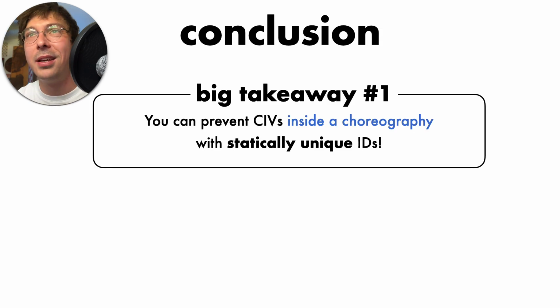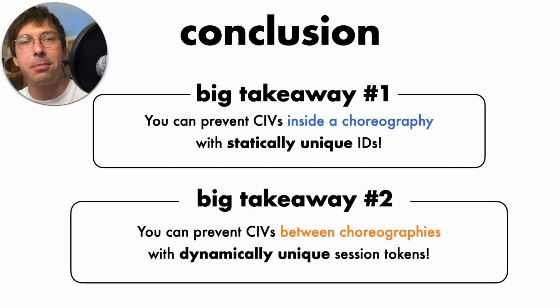So wrapping up, I want you to remember the big takeaways again. Number one, inside of a choreography, you can prevent sieves by attaching statically unique identifiers, like we talked about in the first example. And between concurrent instances of the same choreography, you can prevent sieves by attaching these session tokens. So if you want to prevent all sieves altogether, all you have to do is attach these statically unique IDs and the session tokens. Those things together are what we call the integrity key. And the integrity keys prevent sieves.